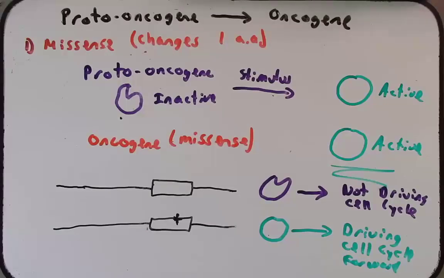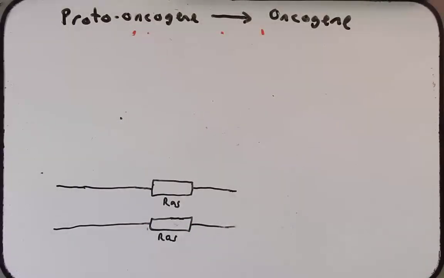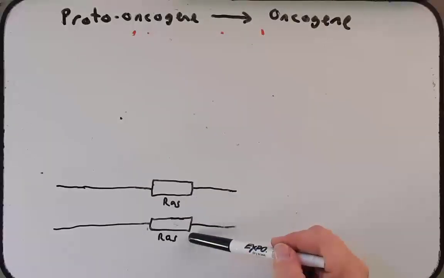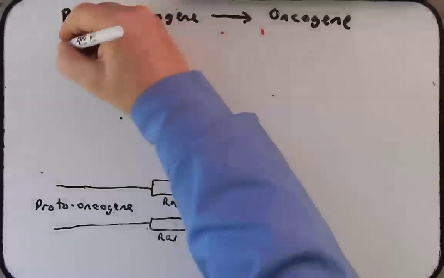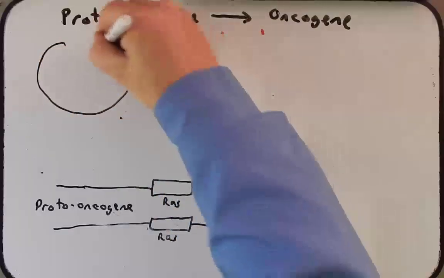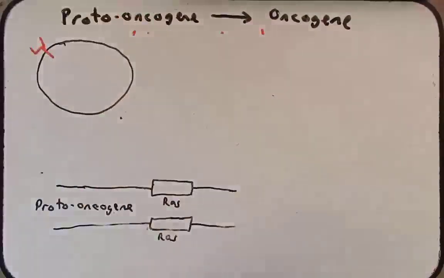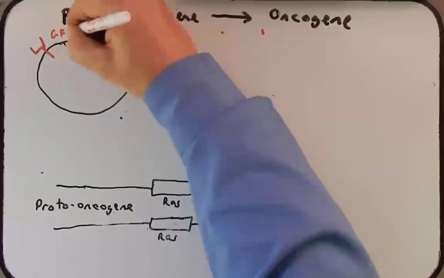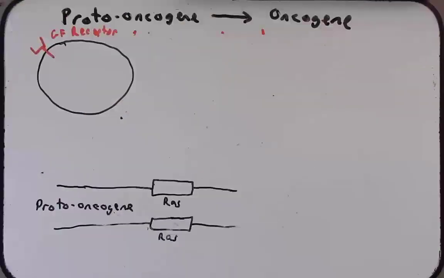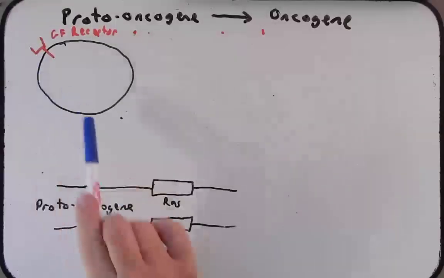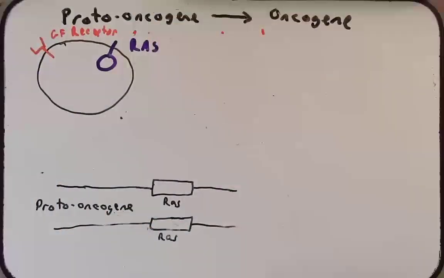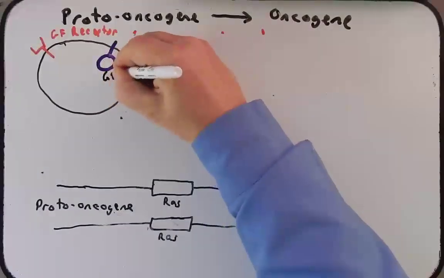I'd like to spend just a little time talking about a specific example of a proto-oncogene to an oncogene called RAS. Normally in a cell, what you have are two proto-oncogenes called RAS, and what they do is signal the cell to divide. On the outside of the cell here is a receptor. In fact, let's call it a growth factor receptor. As long as it's not bound by a stimulus that tells the cell to divide, RAS is inactive. More specifically, it's inactive because it's bound to something called GDP.